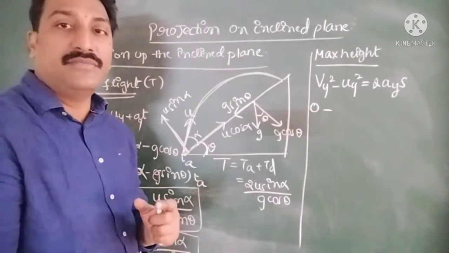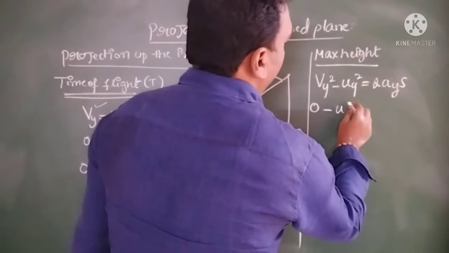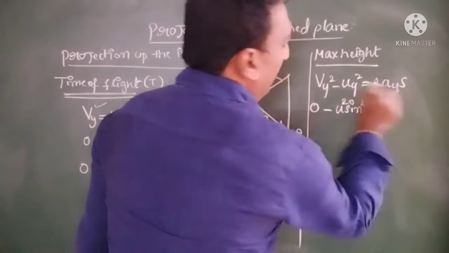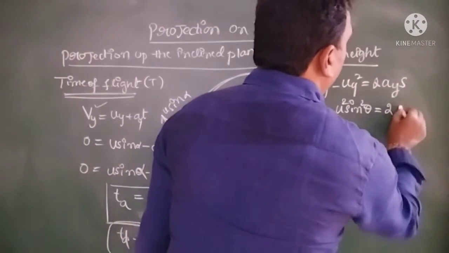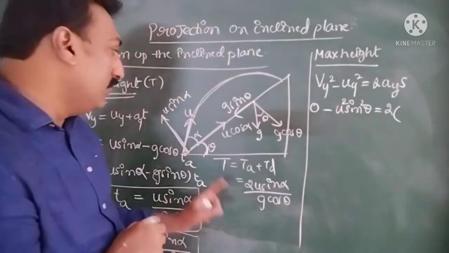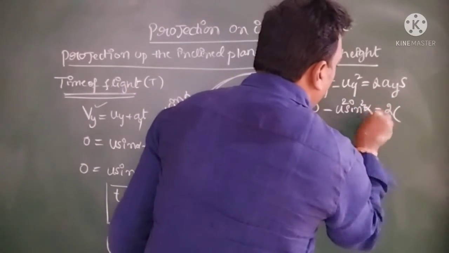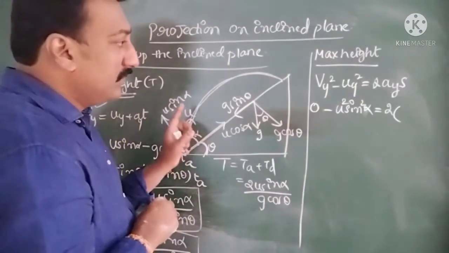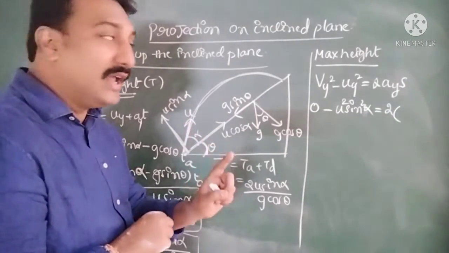That is u sin theta. So 0 minus (u sin theta) whole square minus u square sin square theta will be nothing but equal to 2 times... here, the last value I should take is u sin alpha. So 0 minus u square sin square alpha must be equal to 2 times the value of acceleration along the y direction.